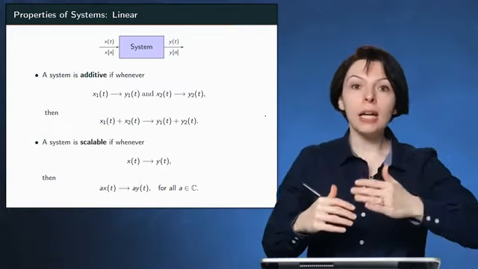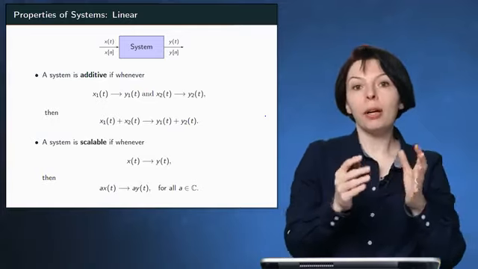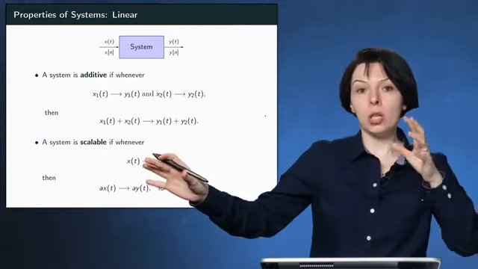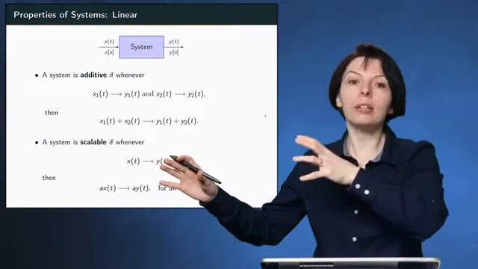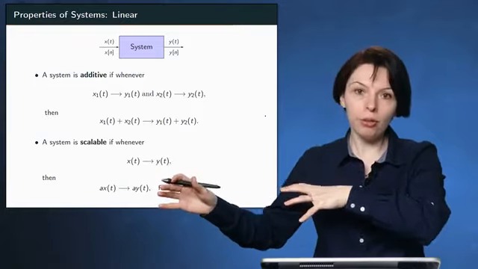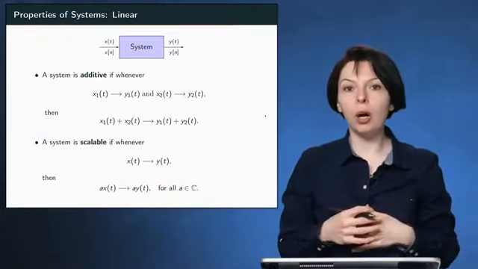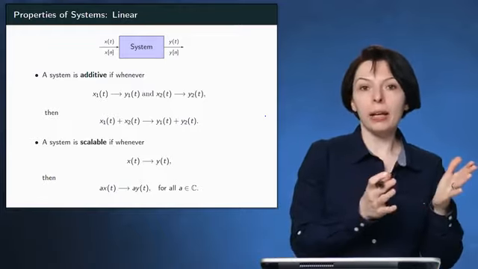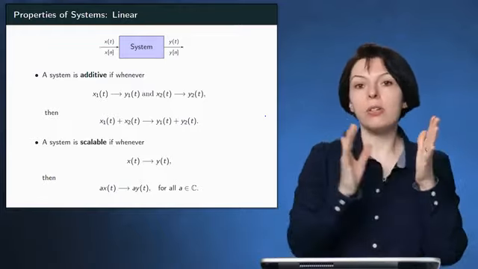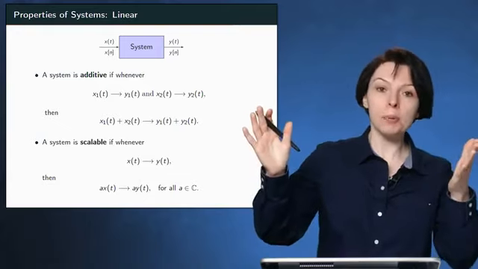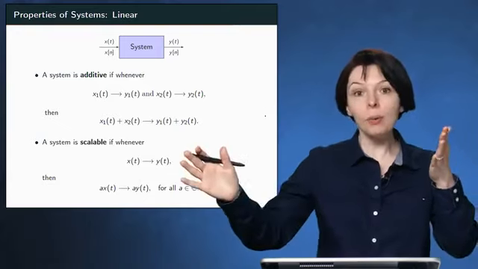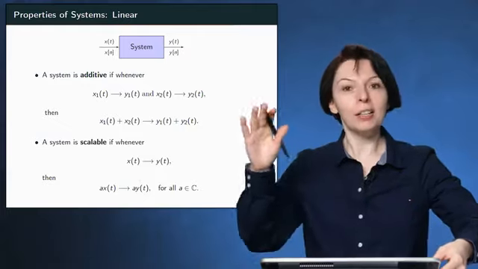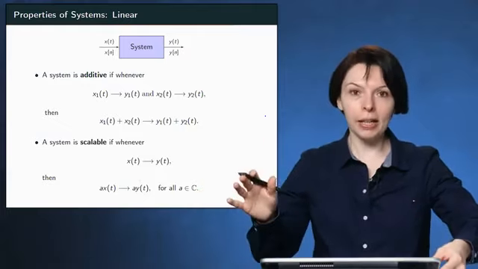And a system is scalable if whenever you apply x of t and you receive y of t, then applying a times x of t would result in a times y of t for any complex value of a that you would like. So if applying x of t results in y of t, applying a times x of t would result in a times y of t. If you scale the input signal, the output signal is going to be scaled as well.